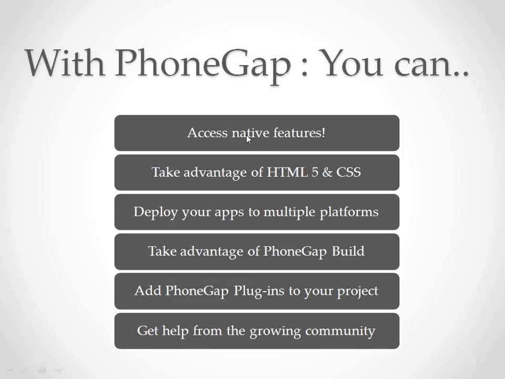In the list, when I say native features, it also means that you can access a phone's camera, accelerometer, compass, contacts, geolocation, storage, network, and more. You get access to all of this just through the JavaScript APIs PhoneGap exposes. There is pretty good documentation also for these APIs. So you can use your HTML, CSS, and JavaScript to access the native features of your phone.